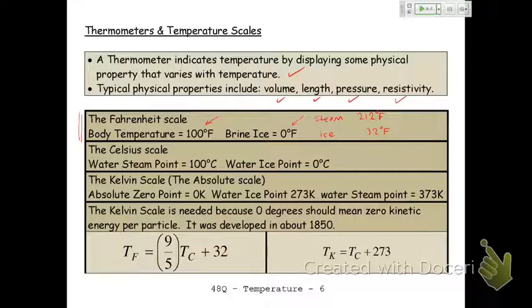It's good in some ways in that there's 180 different degrees between boiling point and freezing point, which is quite a fine scale. It's lousy in some ways. It works well for temperature differences. This is 20 degrees hotter than that is. That's great.